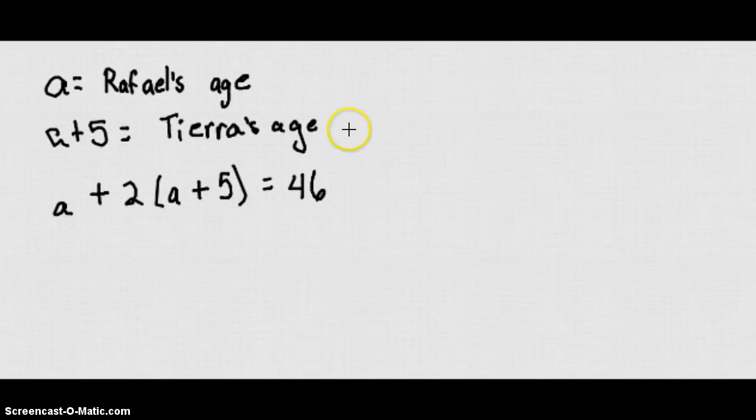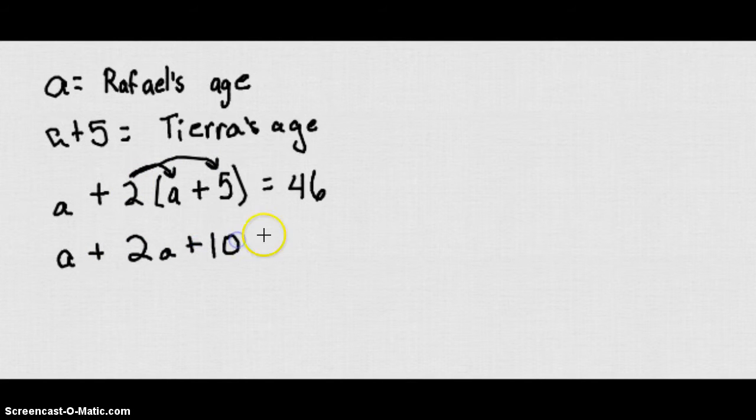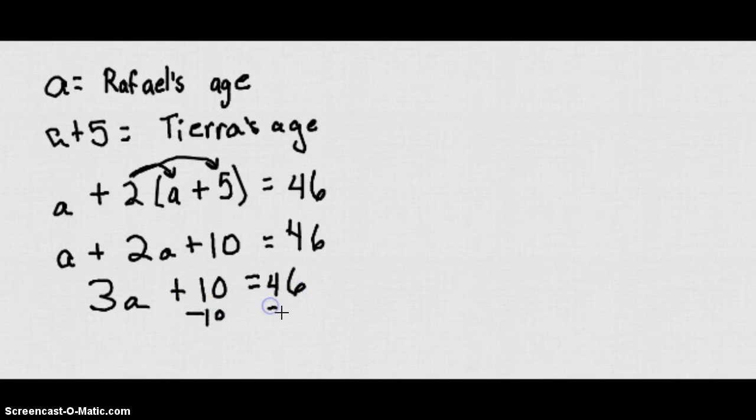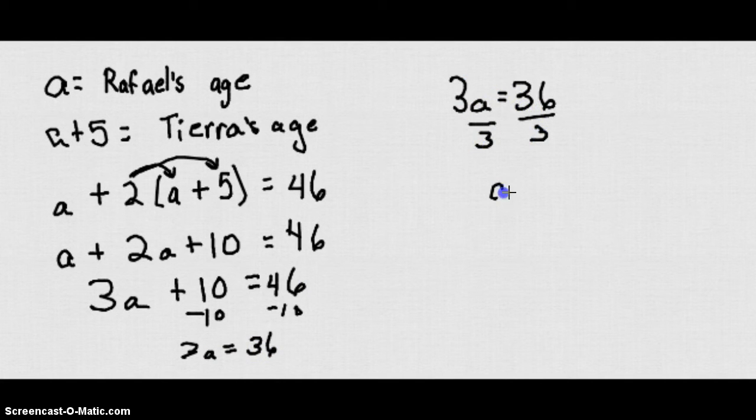So how can we find Raphael's age? We can take A and we can distribute this 2. We get 2A plus 10 equals 46. And then we can combine our like terms. We get 3A plus 10 equals 46. And subtract 10 from each side. We get 3A equals 36. If we divide both sides by 3, we're going to get A is equal to 12. So we found out that Raphael's age is 12.